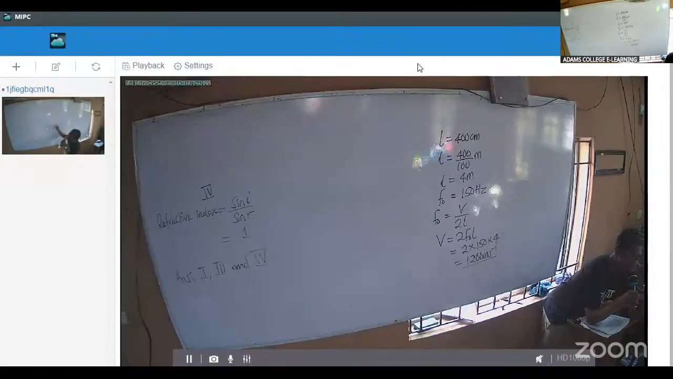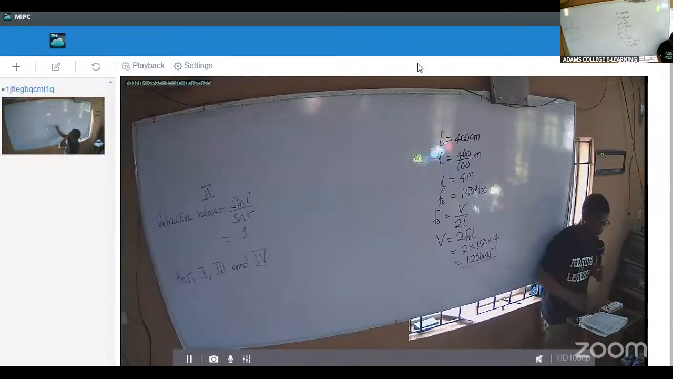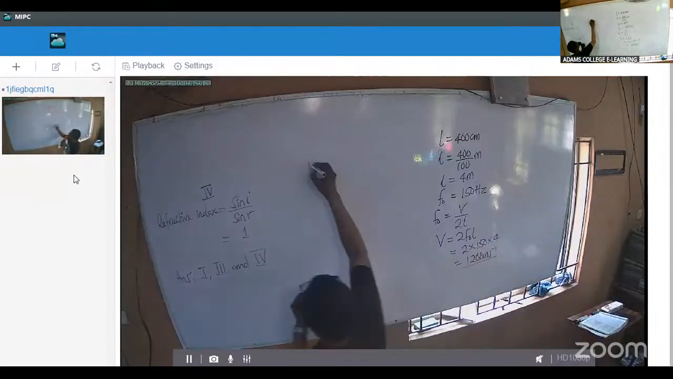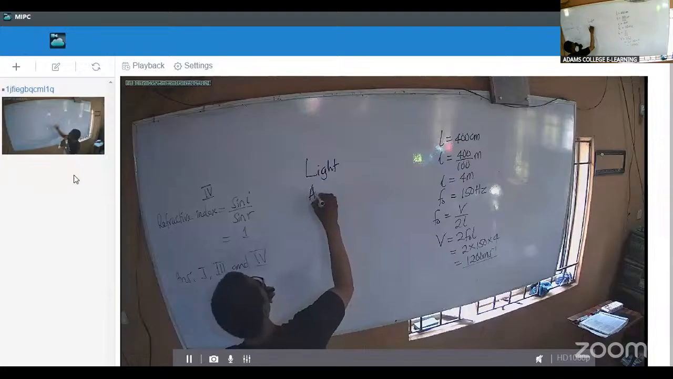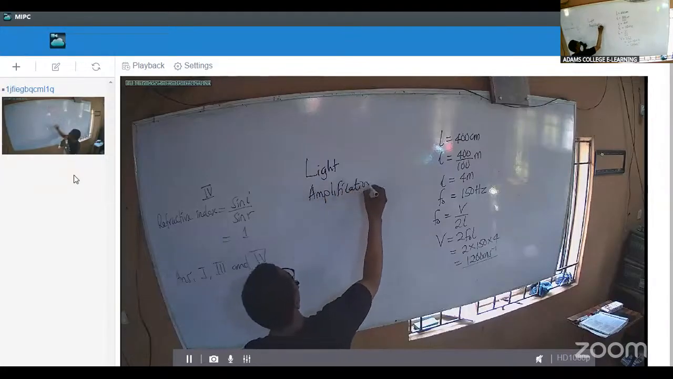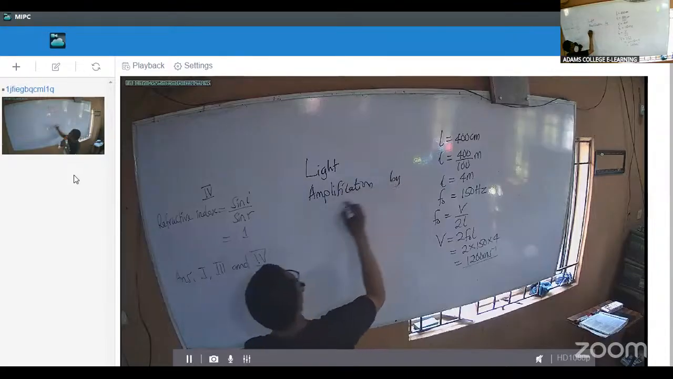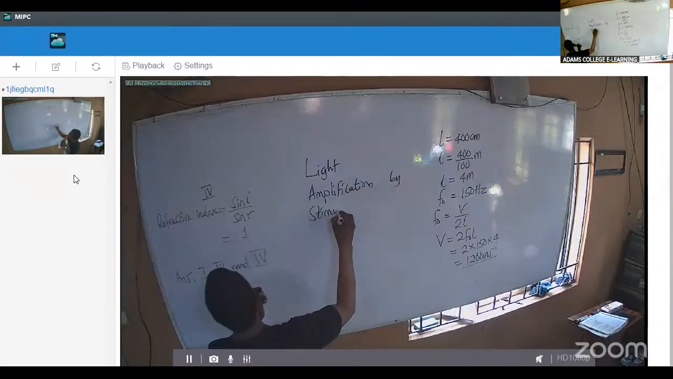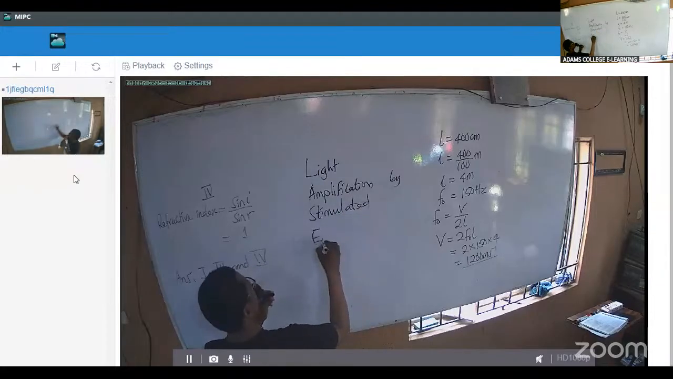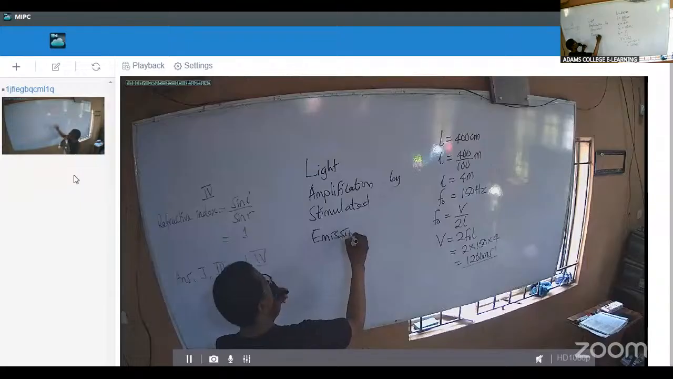Light amplification. I'm sure by the time you see the options, you will definitely know the answer to pick. Claire, what is laser? Light amplification by stimulated emission of radiation. That's laser.